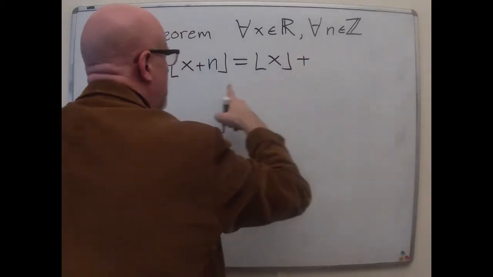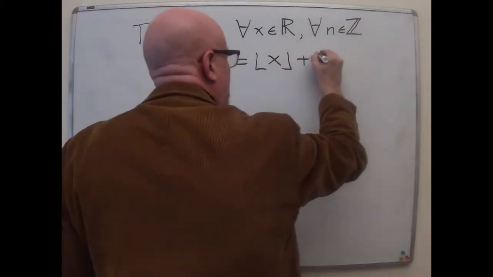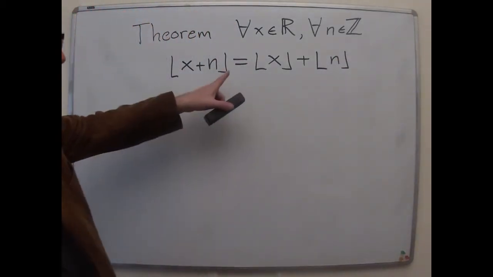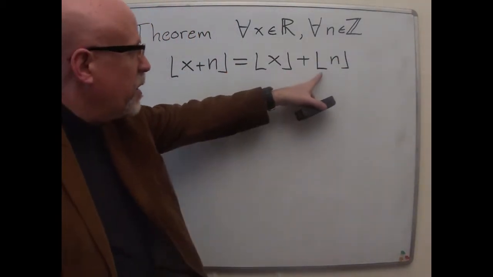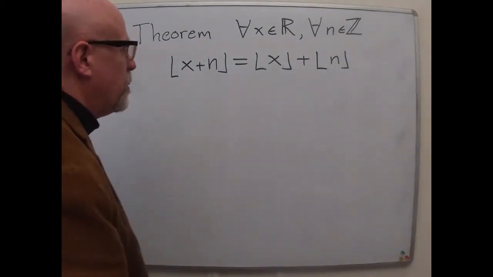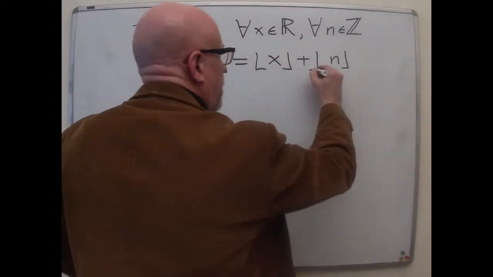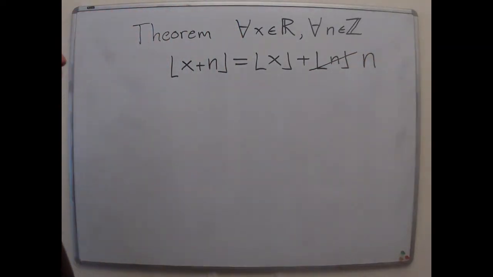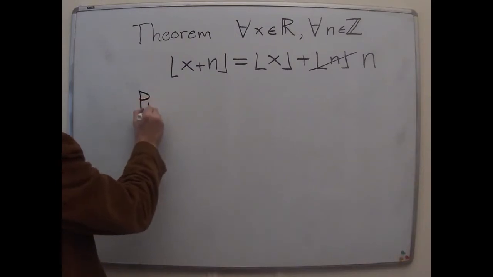Well, I was going to say plus the floor of, let me write it that way first. Floor of n, but you could almost immediately say, yeah, but this is an integer, so the floor of n is n itself. So, all right, so that means we can replace that floor of n with simply an n. Let's make the statement be this, so it's a little more clear. All right, so let me go for a proof of this.